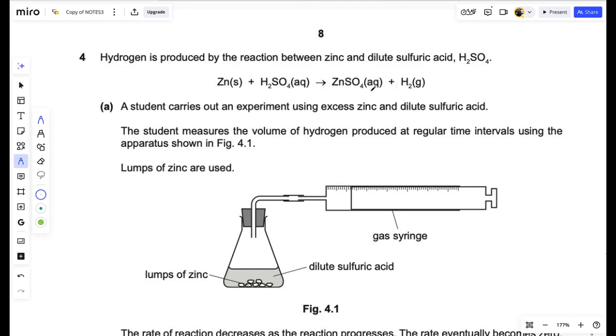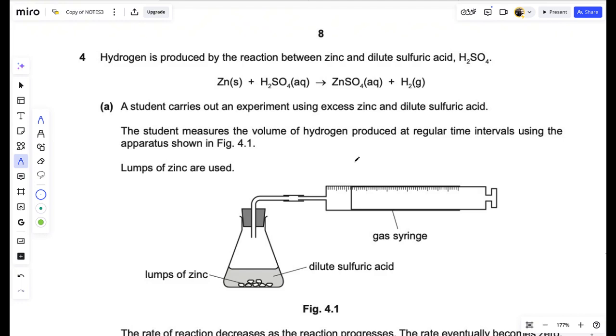Now, a student carries out an experiment using excess zinc and dilute sulfuric acid, right? The student measures the volume of hydrogen produced at regular time intervals using the apparatus. This will give you the rate of reaction, and you're able to calculate the amount of gas produced. It tells you how the reaction is going.